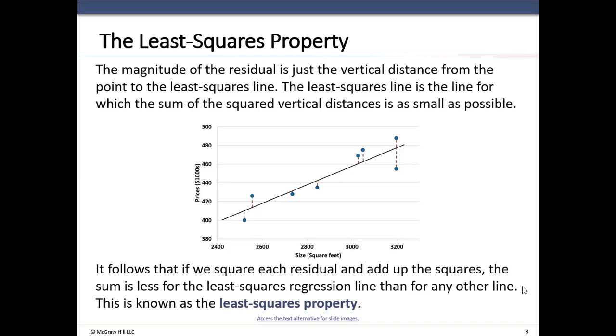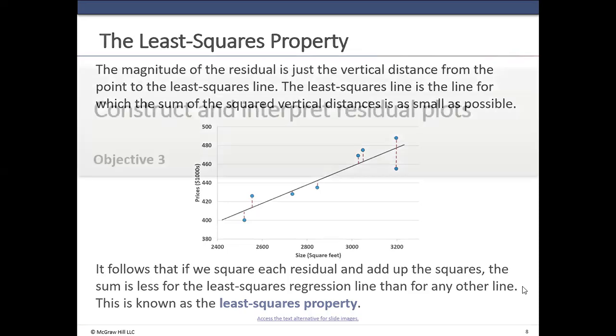That's why it is called least square: the lowest value of the square of the deviations of the points from the fitted line. The sum of the squares of the vertical distances of the points from the fitted line is kept to a minimum in the least square regression line. This is the least square regression property.